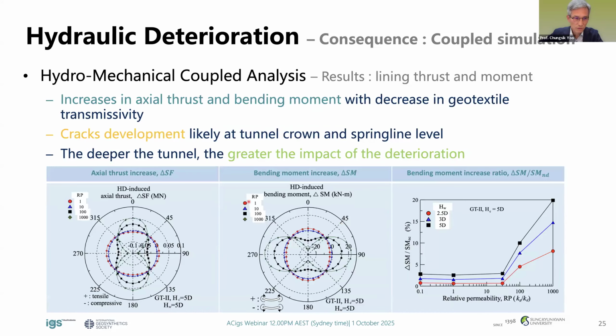And this shows you the actual thrust developed in the concrete lining and bending moment development depending on the degree of deterioration. You can clearly see that when deterioration occurs, the bending moment and the thrust of the lining increase as well.